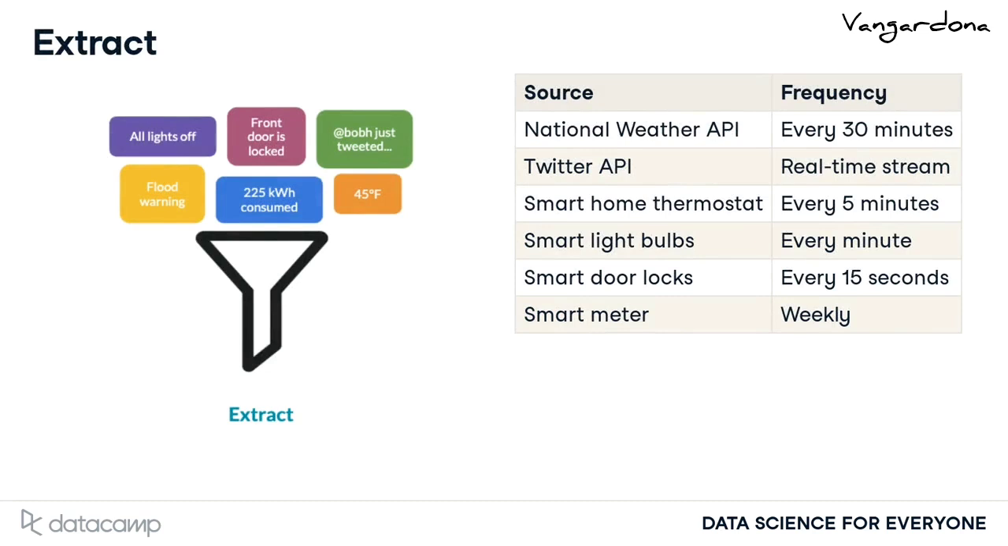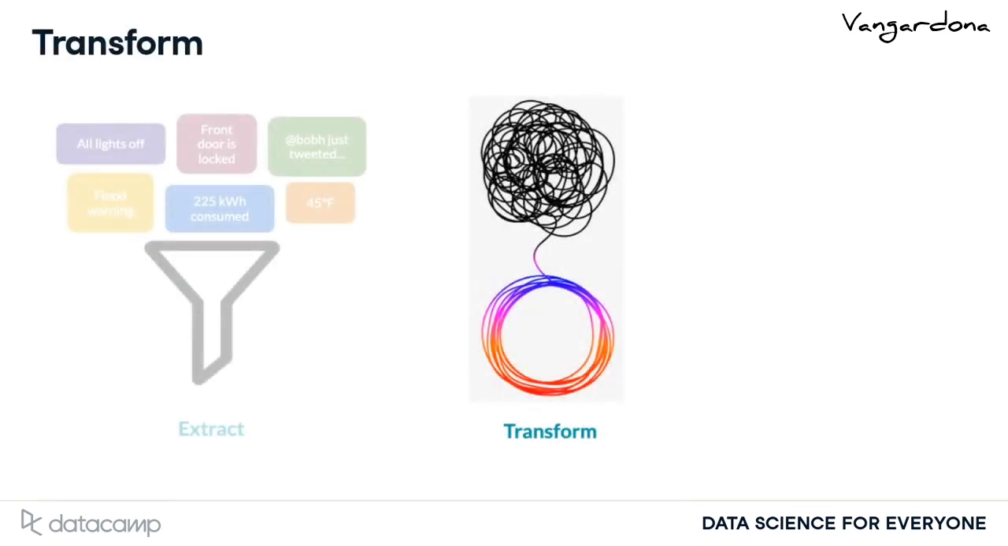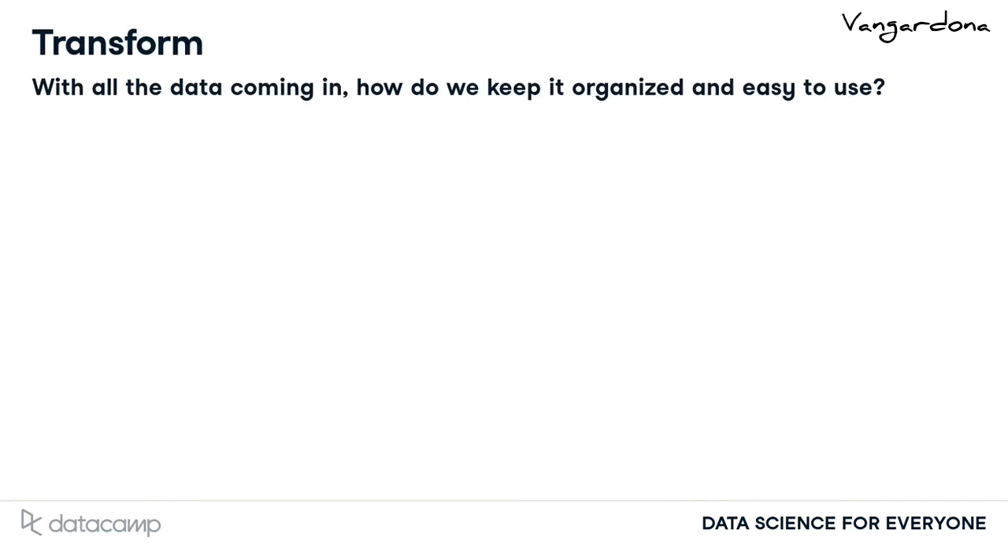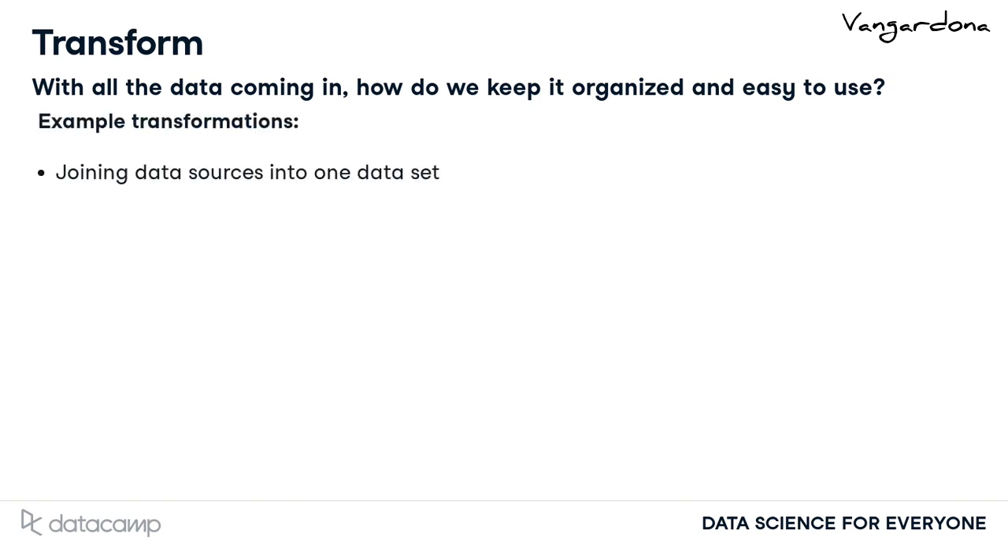First, we begin with extracting all the data from the data sources we listed, whether it's an API or setting up an IoT device. However, a quick look at the frequencies and structures makes us realize that storing the raw data as is won't work. This is where the transform phase comes in. In this stage, we transform data to make sure data stays organized so that others can easily find relevant data and use it. A common transformation is joining data from different sources into one dataset.